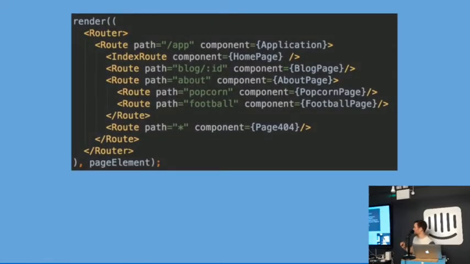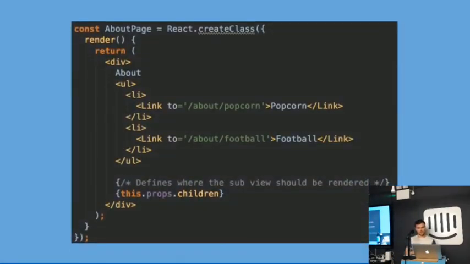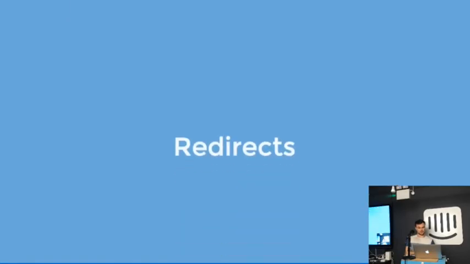And then we can have embedded pages as well. In this case, we have an about page that has child elements of popcorn and football, two of my favorite things in the world. And if I go to app/about/popcorn, I'll go to the popcorn page. You can see there's a nested view. I can have as many nested views as I want. I could have 100 nested views all within that component. And here you can see what the about page looks like. this.props.children is where the internal views will be rendered within that component.